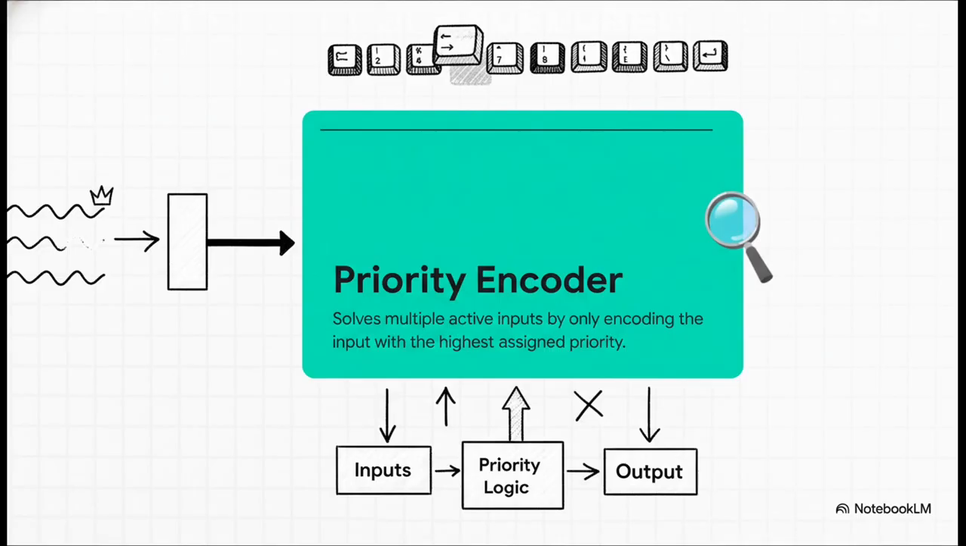And that's where engineers got clever and came up with the priority encoder. You can think of it as the smarter, upgraded version. It has a built-in ranking system, so if two keys get pressed, it's programmed to say, okay, I see both of you, but this one has a higher priority, so I'm only going to listen to it. It just ignores the rest. This is the simple but brilliant trick that lets things like keyboards work flawlessly.